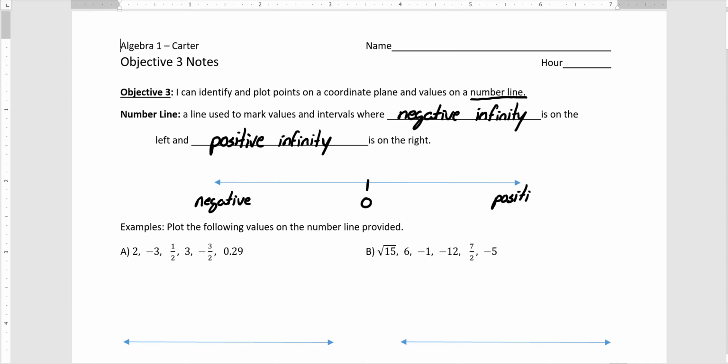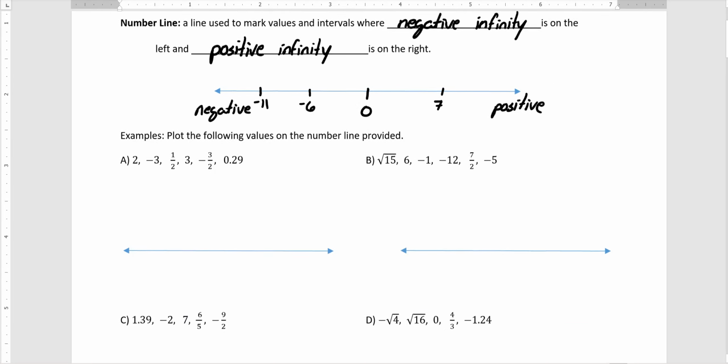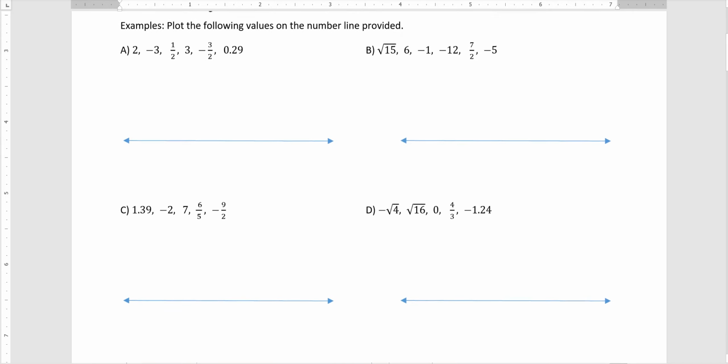So if I wanted to place some values here, I could say negative 11 is there, negative 6 is here, positive 7, something like that. And we could put all those right in place. And that's the idea of a number line, right? We can see what number is more negative all the way up to what is more positive. So with that being said, we're going to start by just plotting some values on the number line.